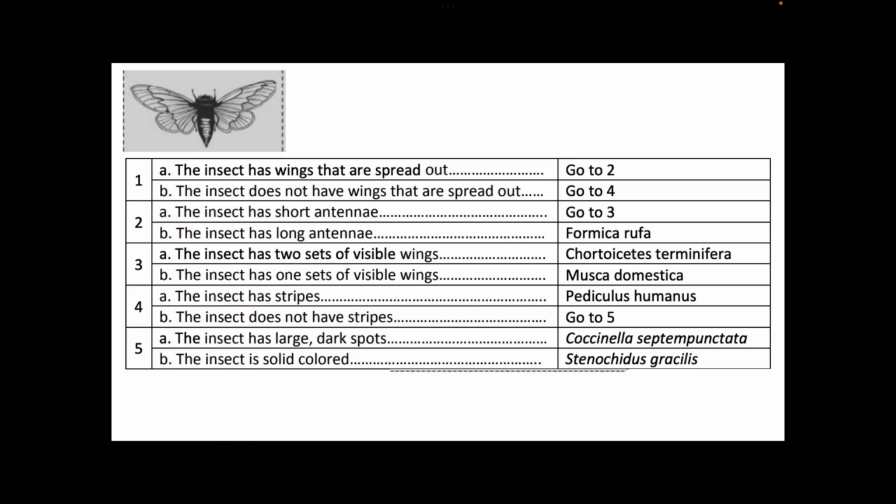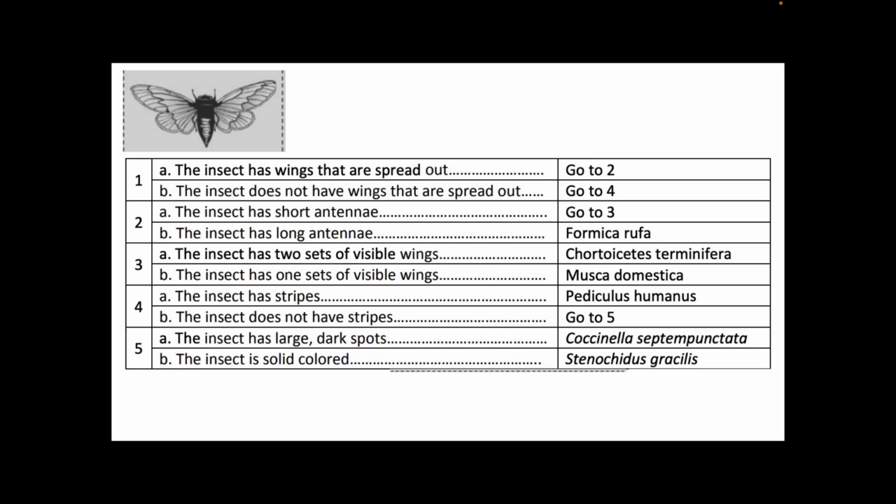So let's look at an example. If we look at the image of the moth on the page, we're going to start by reading the very first two statements, 1A and 1B. It says the insect has wings that are spread out, or the insect does not have wings that are spread out. Hopefully when you look at that image, you notice that the wings are spread out from side to side. So when you follow letter A to the end, it says go to number 2.